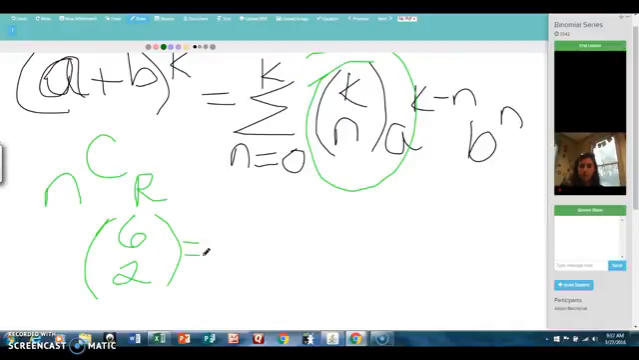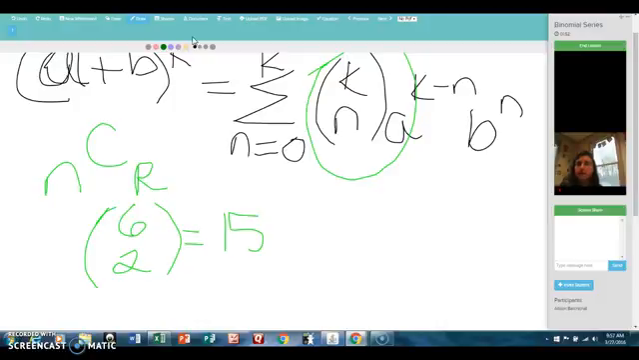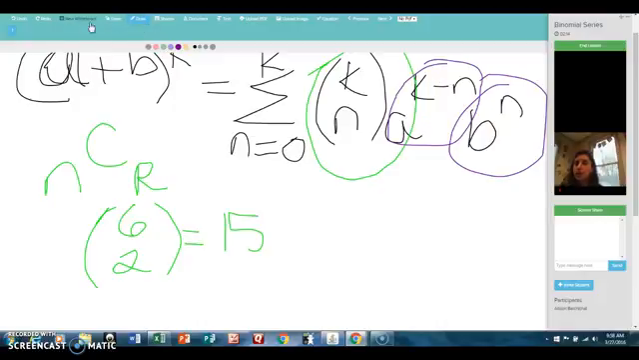All right, so next thing we're going to do is talk about the a to the k minus n, and the b to the n. These are going to be variables. So if we started with x, then this would be x. If we had a y, then this would be y. And the exponents here always add up to the exponent that you started with. Let me clear a little space on the whiteboard, and I will show you an example problem.